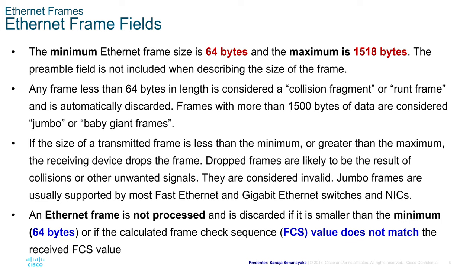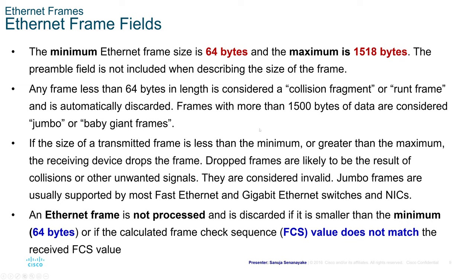Ethernet frame fields. The minimum Ethernet frame size is 64 bytes, and the maximum is 1518 bytes. The preamble field is not included when describing the size of the frame. So when we look at the minimum or maximum of an Ethernet frame, which is 64 bytes to 1518 bytes, we don't include the preamble field.